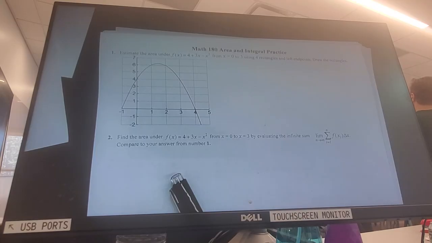And then try to set up number two. You can try to do number two, but we can do it together. So do number one, at least set up number two, and then I'll come in and do number two with you.